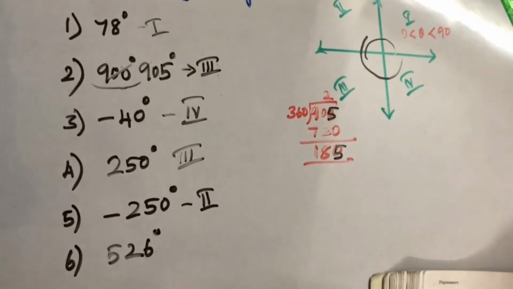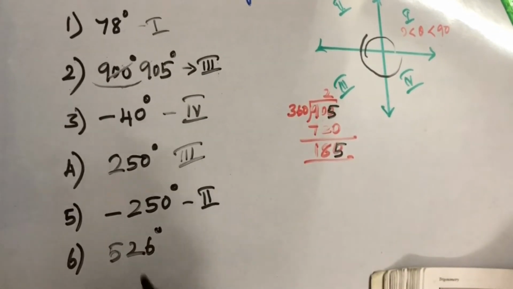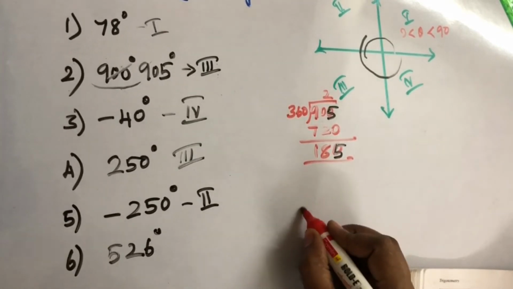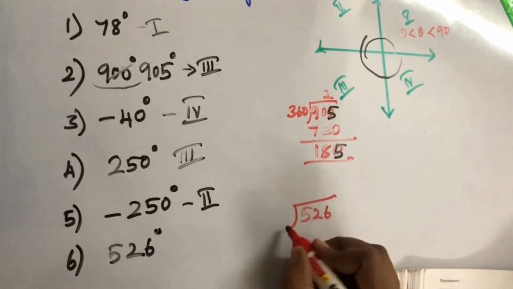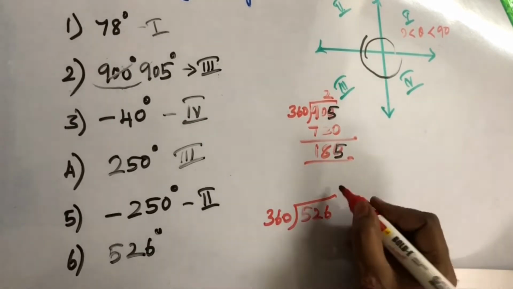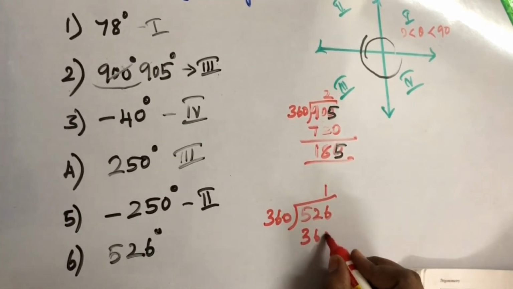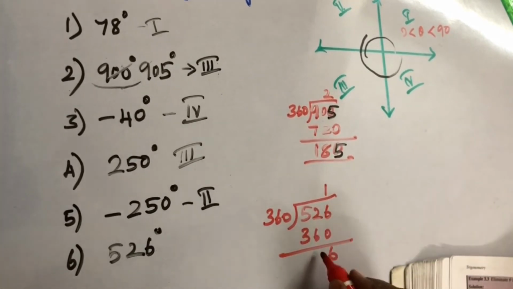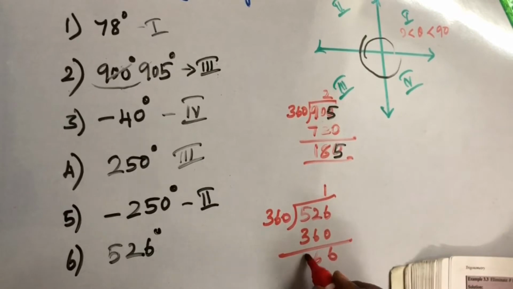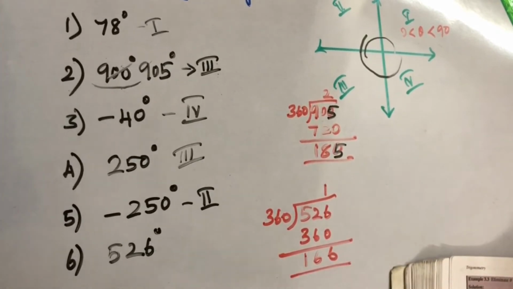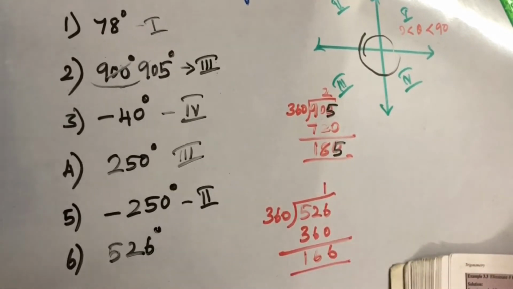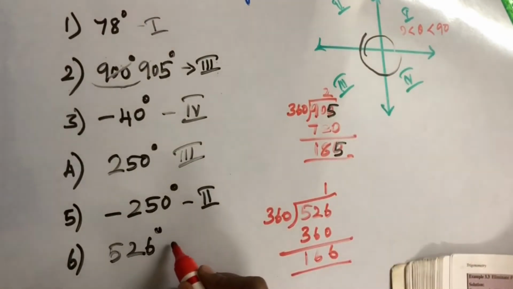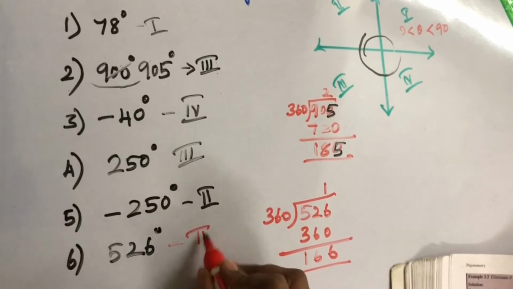And the last one, it is 526. To measure this, what we have to do? We have to divide the higher measure by 360. So 1 time 360. So 526 minus 360 is 166. Where will this angle lie? It comes in between 90 and 180. So 526 lies in the second quadrant.